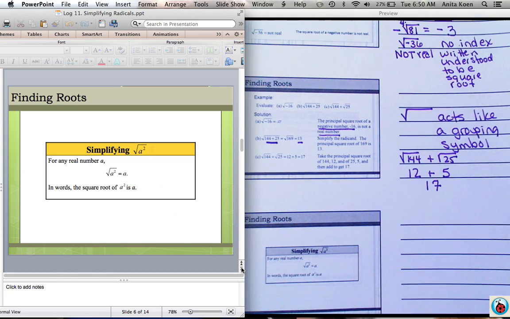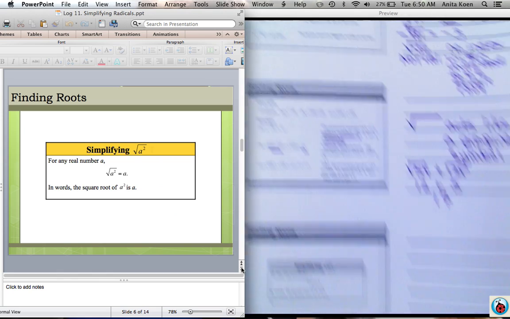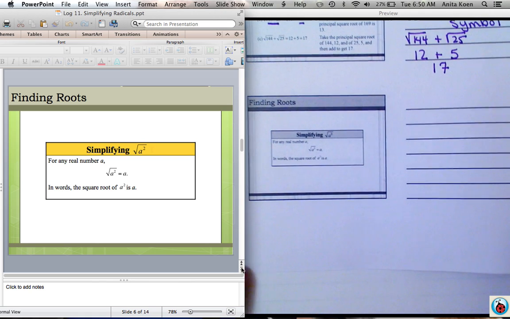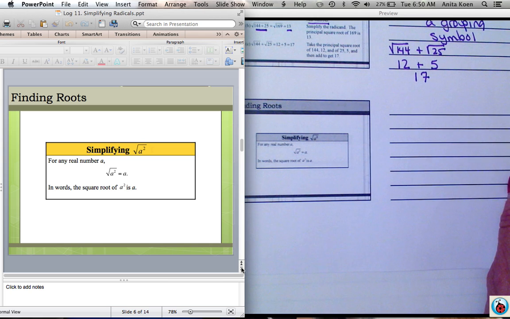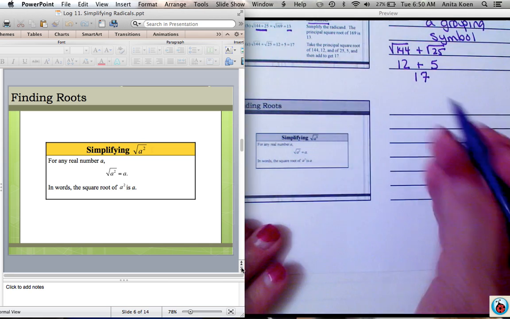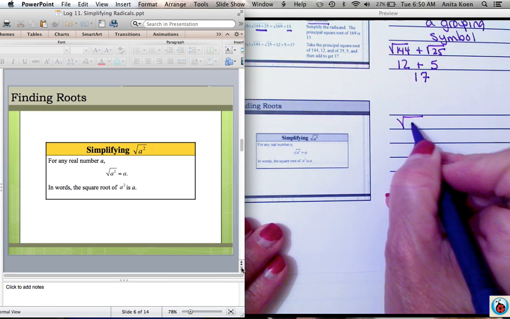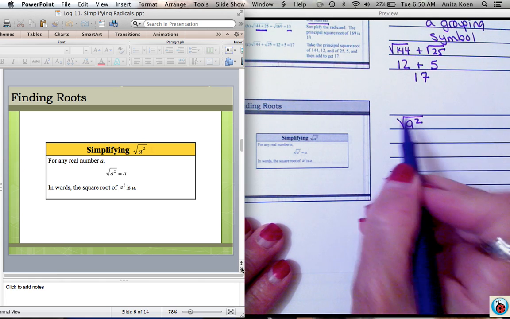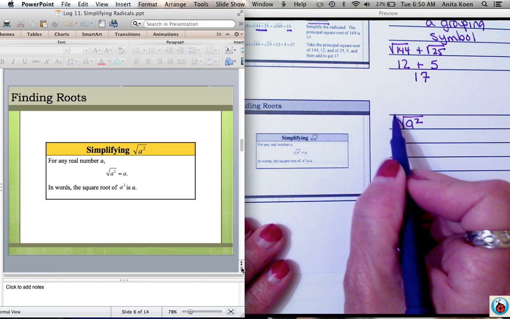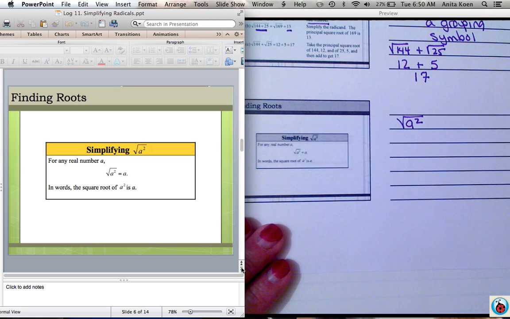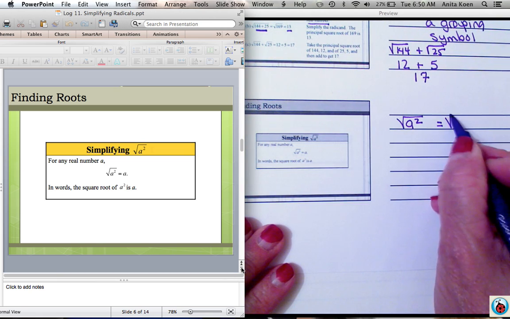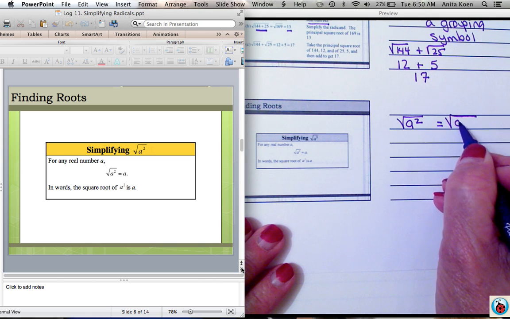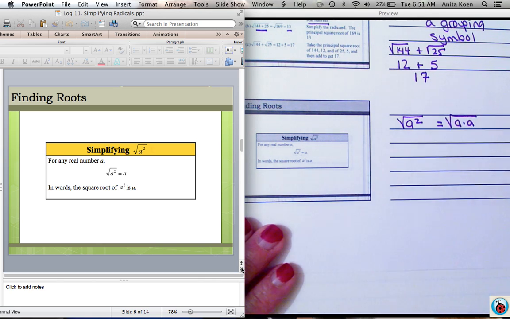Okay, now we're going to look at, let me move this up so you can see it a little bit better. Now we're going to look at finding roots. The first one that we're going to look at is the square root. If I am simplifying the square root of a squared, remember that the index here is not written, so I understand that this is a square root. What this means is that underneath my radical, I have a times a.